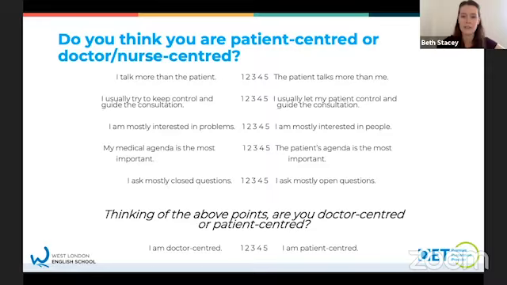Now, I want you to think about yourself as a healthcare professional. Are you patient-centered? I'm going to give you a couple of minutes to really reflect on yourself. You can mark yourself between 1 and 5 for each of the points here. For example, if you think that you talk more than the patient, give yourself a 1 or a 2. If you think the patient talks more than you, go for a 4 or a 5. So I'll give you a couple of minutes to have a read through these.